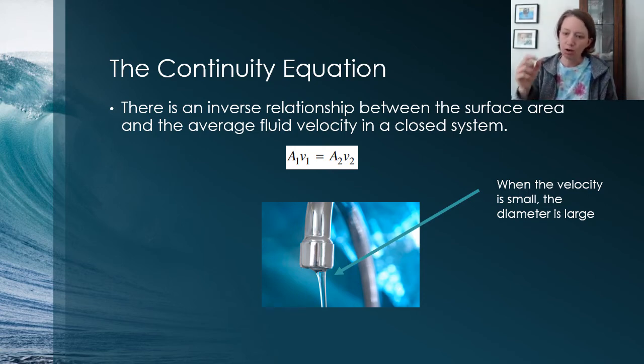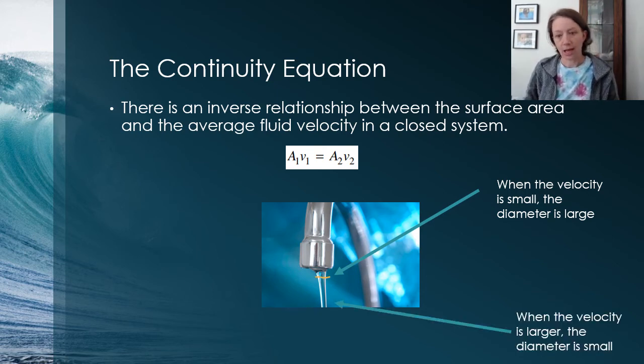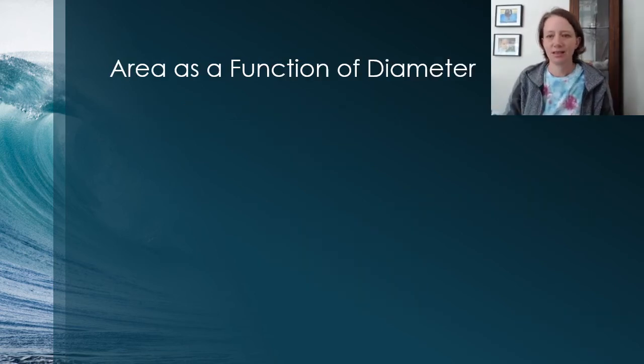So it's got a small velocity, and that means that the water stream actually has a larger diameter at that location. And as that water speeds up as it falls, the diameter of the water stream is going to decrease because the velocity is increasing. If you haven't noticed this before, I'd advise you to go turn on your water and take a look. It's pretty cool.